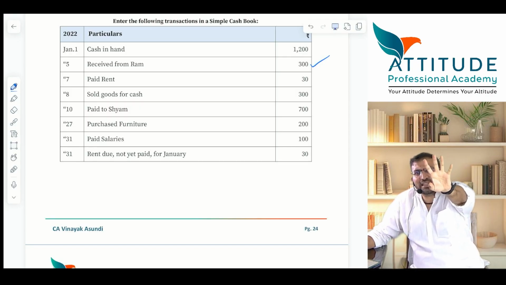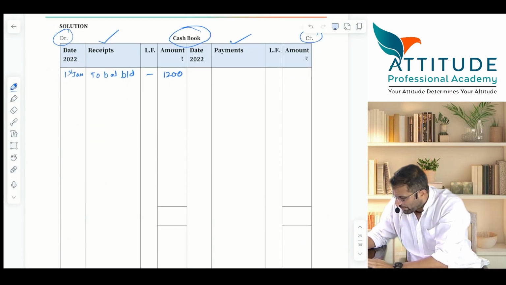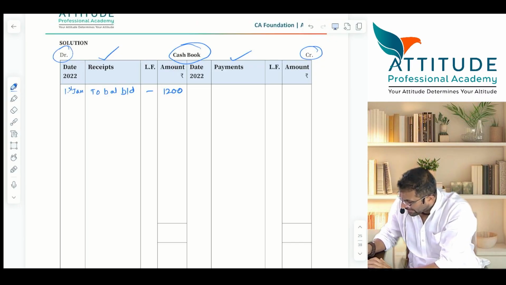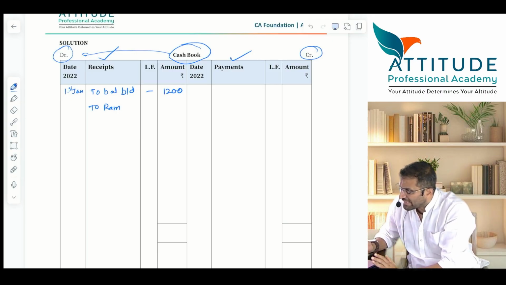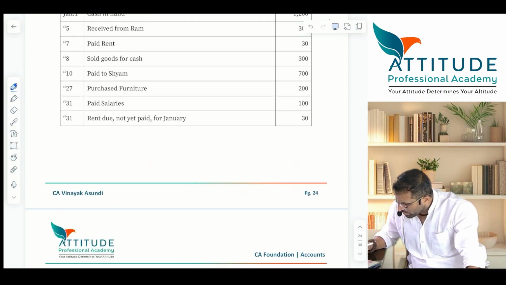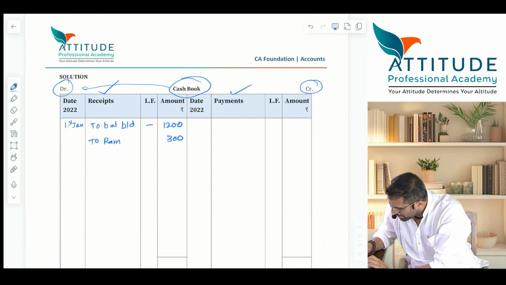Please tell me the journal entry. You have received the cash from Ram. You tell me the entry. Cash account debit to Ram. If you treat it as an account, cash account debit to Ram. Or simply you can say this is a receipt, so it will come on the debit side. Is that clear? What is the date? 5th. Amount is 300. 5th Jan. Is that clear?